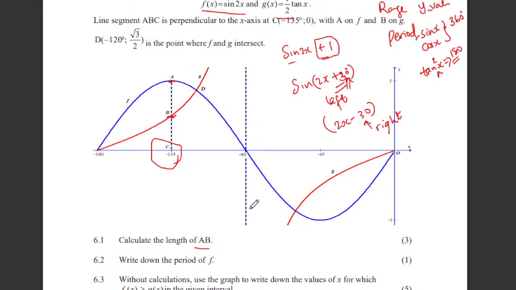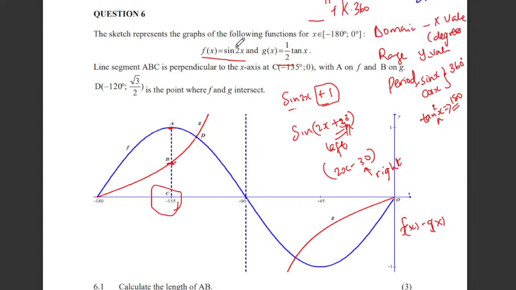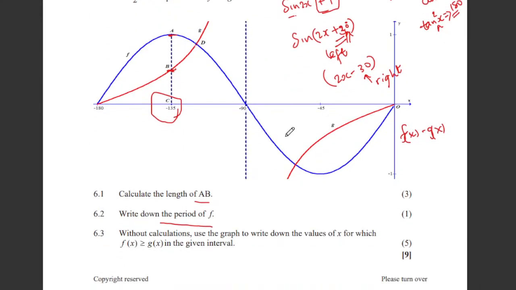So since the graph of f is on top, you can say f of x minus the g of x, and then just substitute negative 135. Then they want the period of f. Remember, the period for a sine is 360, but since we have a 2, that 2 is going to reduce the period to 180. Okay, you can see that even from negative 180 up to positive 180, we have just one graph.